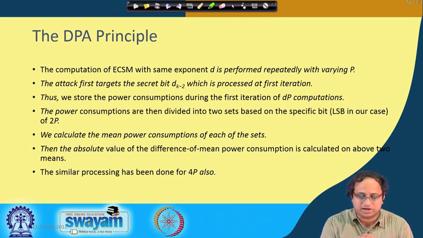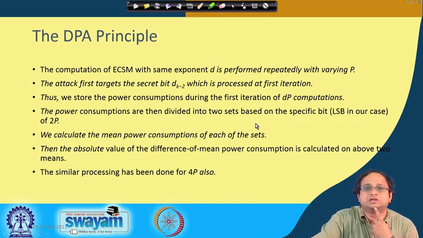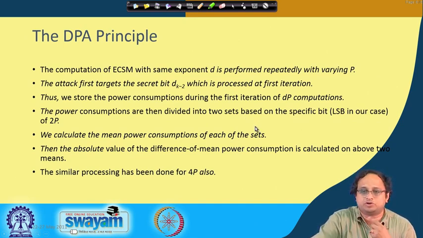So the attack first targets the secret bit d_{k-2}, which is processed at the first iteration. Thus we store the power consumptions during the first iteration of dP computations. Now the power consumptions are divided into two sets based on a specific bit, the LSB in our case, of 2P, because we are trying to correlate with the value 2P.